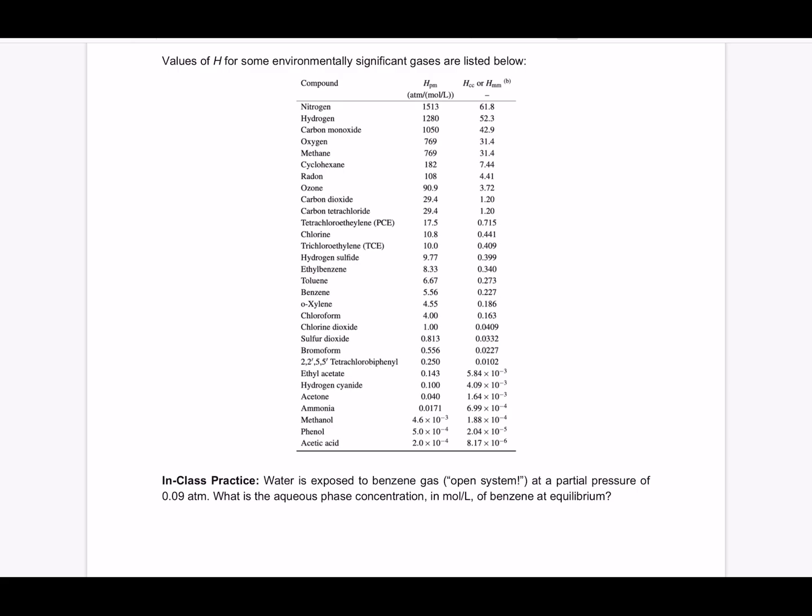So one quick question. Carbon monoxide is 1050 compared to, let's say, ammonia, which is 0.01, a huge difference. So which one is more volatile? Why ammonia?